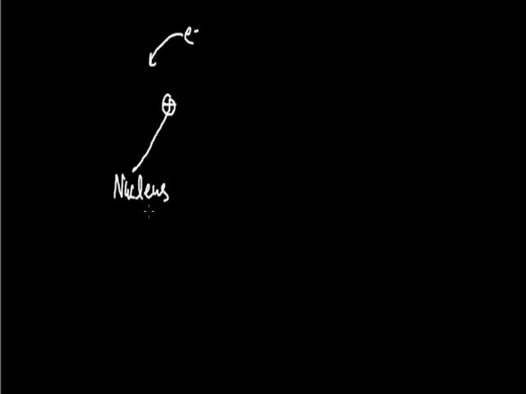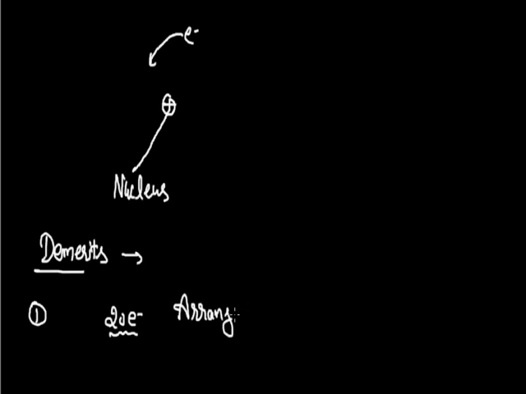Now this Rutherford atomic model was soon discarded due to some demerits. So now we are going to see the demerits of Rutherford's atomic model. The very first demerit is that this atomic model does not give any idea about the arrangement of electrons. If any atom has 20 electrons, in what manner will these be arranged, or how many electrons will be closer or farther to the nucleus? This was not explained by Rutherford.